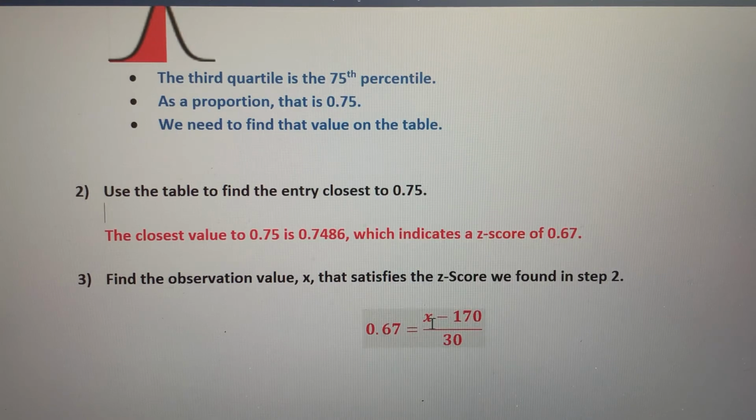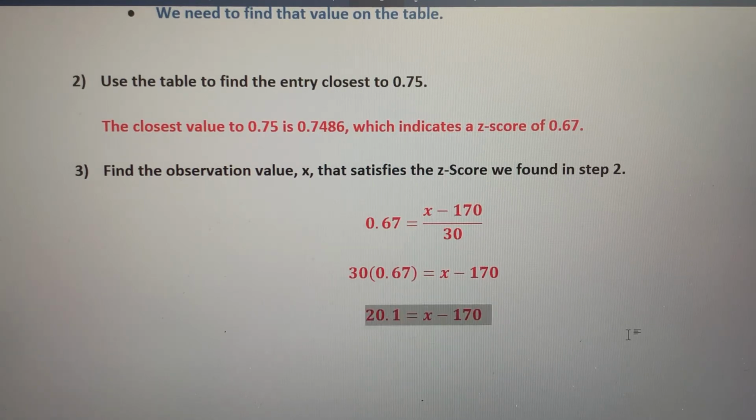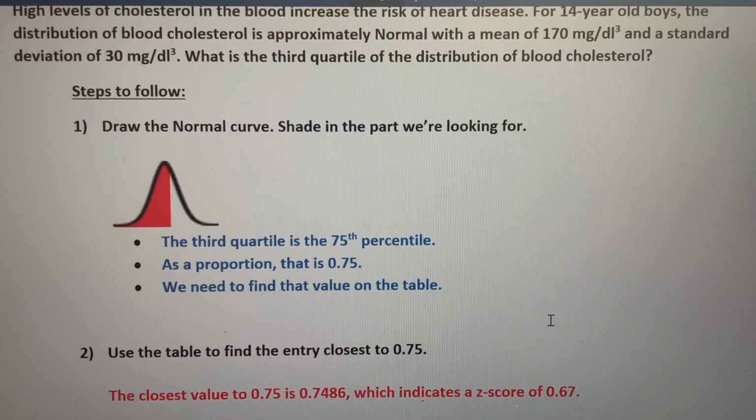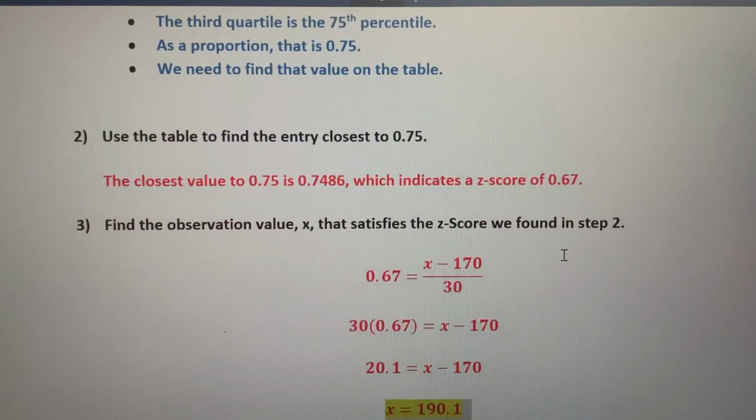We've got our z-score equals our observation value x minus 170 divided by 30. Multiply both sides by 30. So that's going to give us 20.1 equals x minus 170. And then when we add 170 to both sides, we get our observation value. So x equals 190.1, okay? Our units are still going to be milligrams per deciliter cubed. So to fall into the third quartile, we would have an observation value of 190.1.